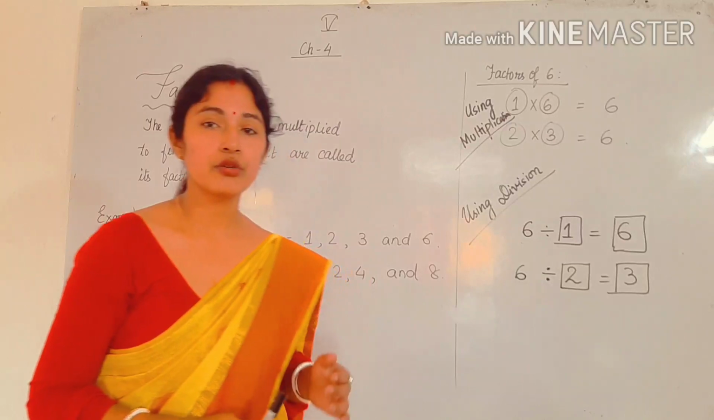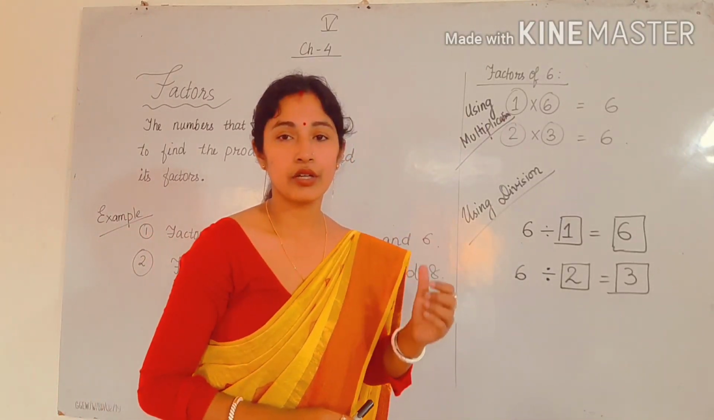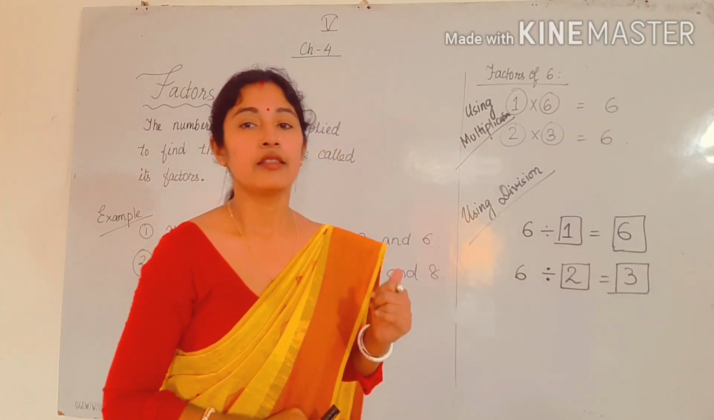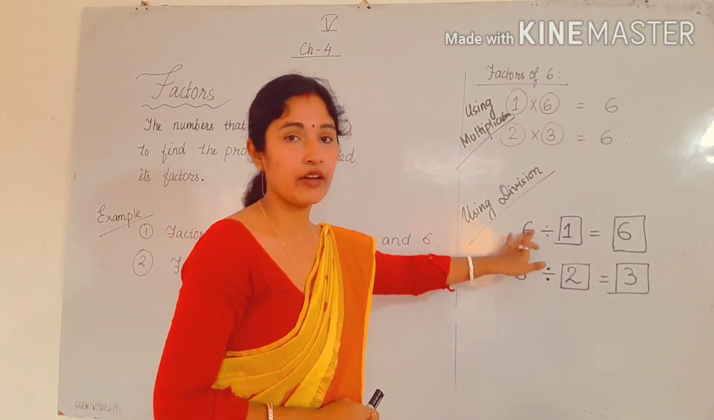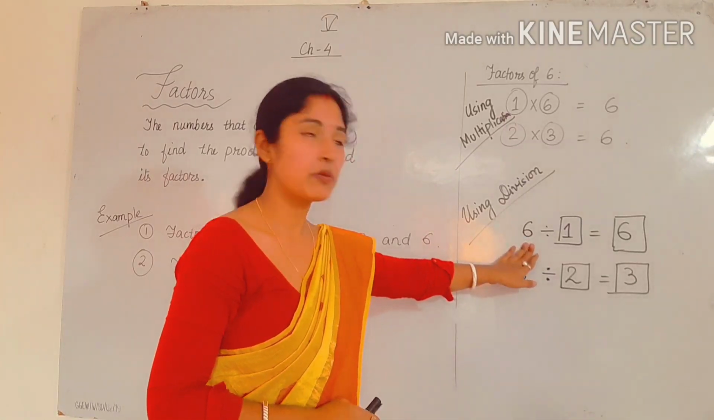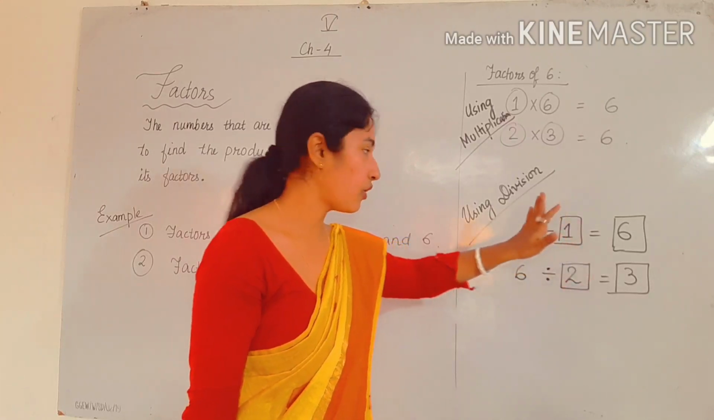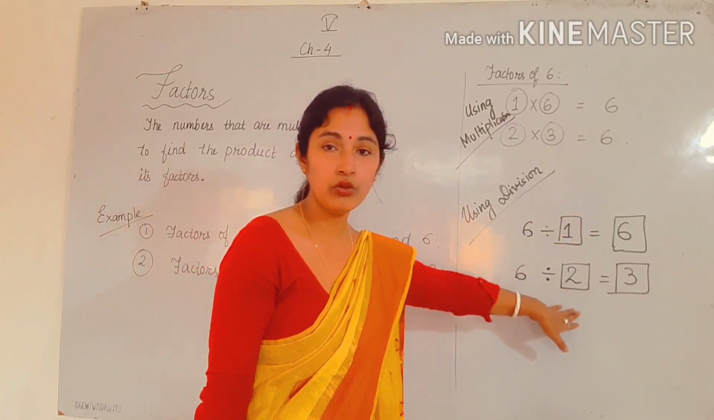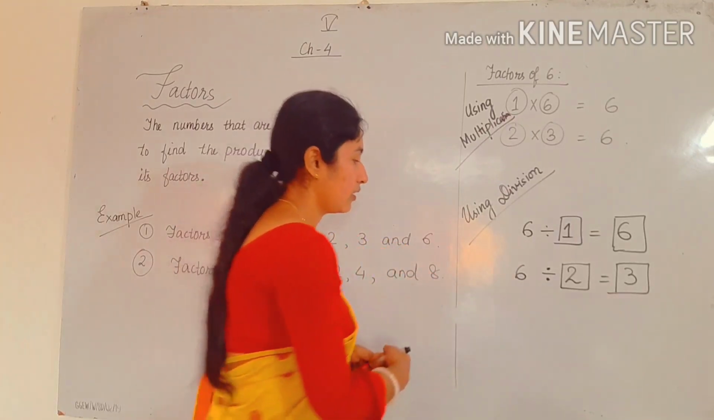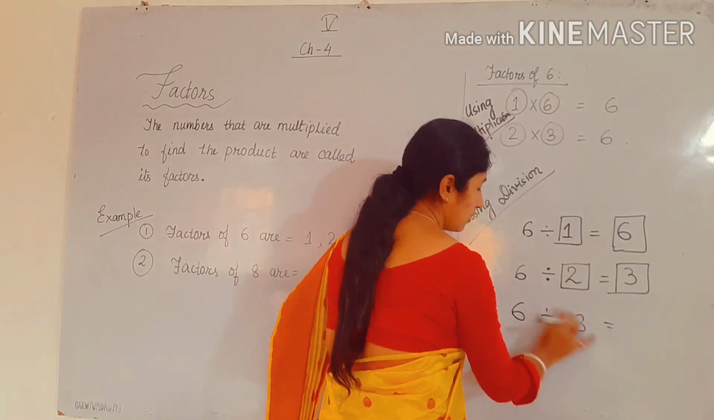Next is using division. You have to divide the given number. Here we are finding the factors of 6. We have to check which numbers 6 is divisible by. First of all, 6 is divisible by 1, second, 6 is divisible by 2, and thirdly, 6 is divisible by 3 also. We can write it further also, but that will be the same.